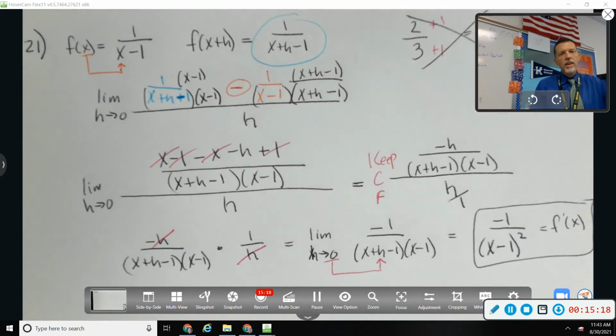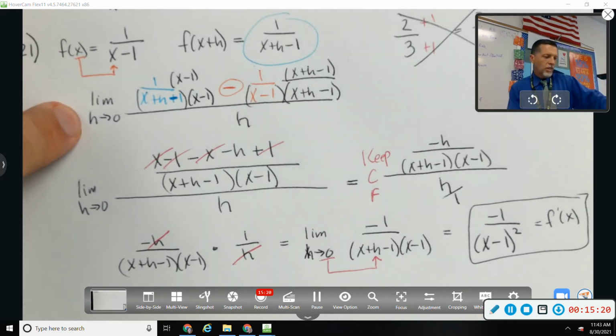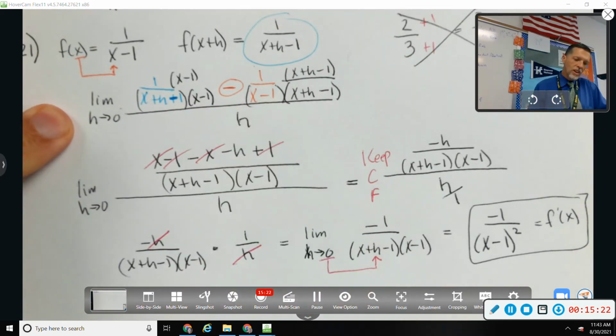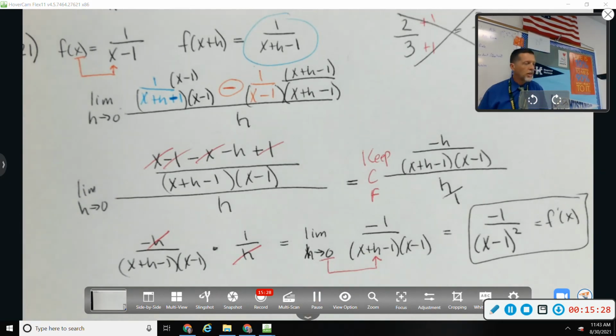Again, the first step of that was calculus, like that definition is calculus. This very last step, where we plug in 0 for h, that's calculus. But the rest of that was a big algebra mess.